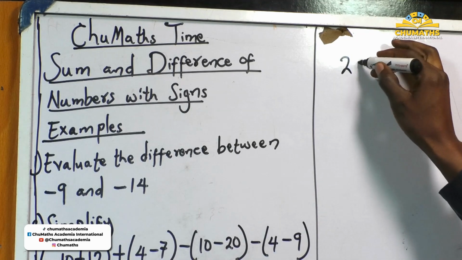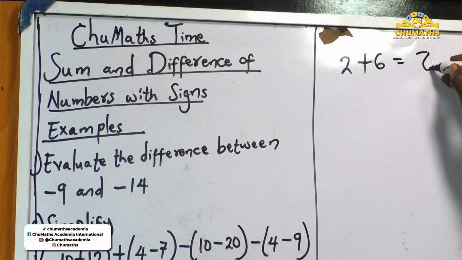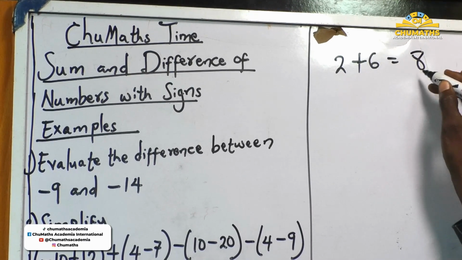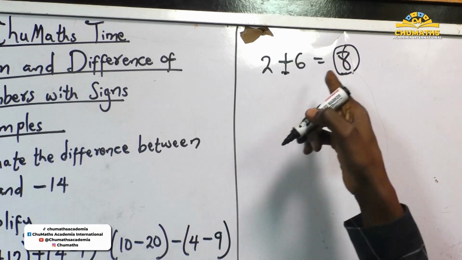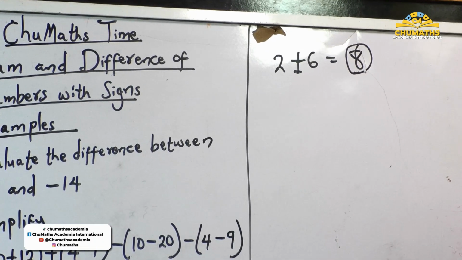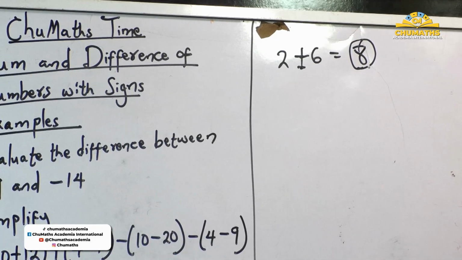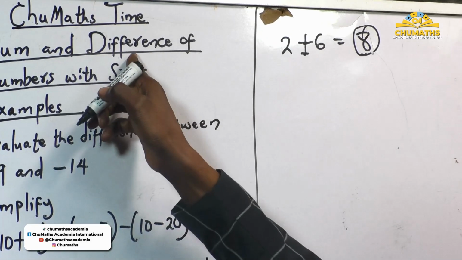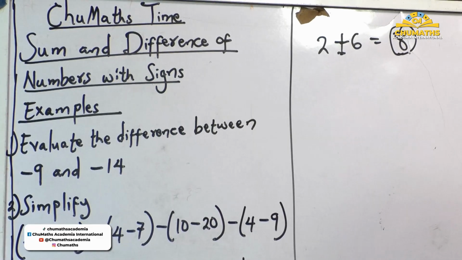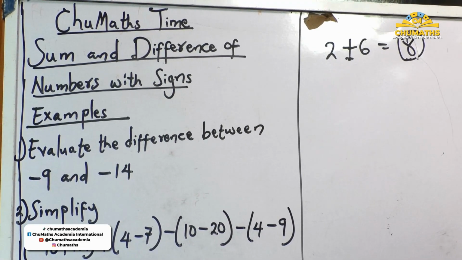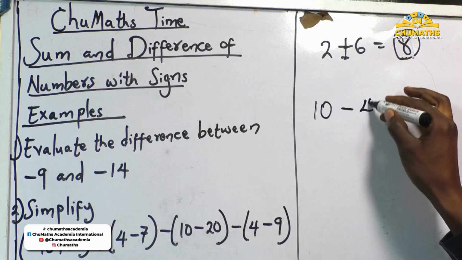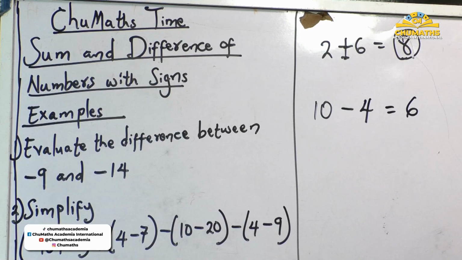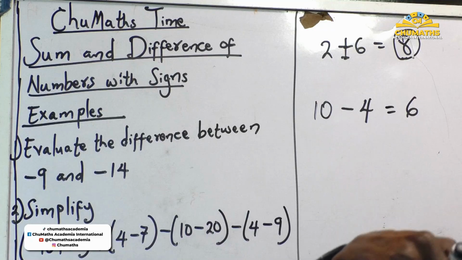For example, 2 plus 6 is 8. The sum here is 8, not the plus sign. Are you following me? The sum is 8. That is the answer you get after addition. So sum does not just mean plus. Now, what of difference? Difference is the answer you get after subtraction. For example, 10 minus 4 is 6. So difference does not mean minus. Difference is the answer.